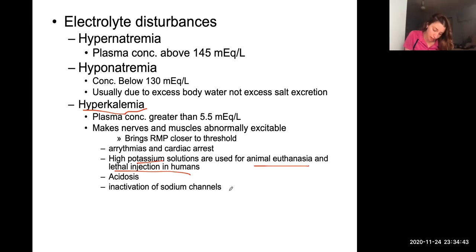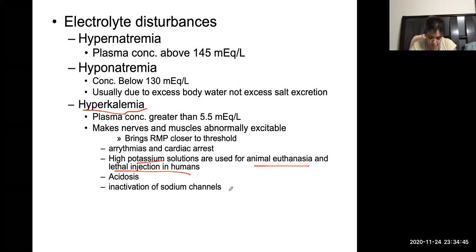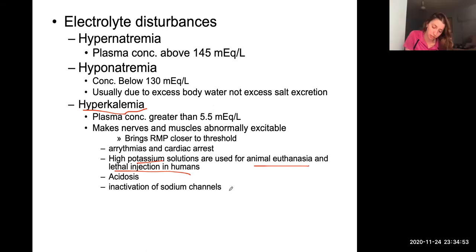Now, what type of acidosis do you think it could be? It would just be its own. Yeah, it wouldn't be respiratory or metabolic, just acidosis. I don't know, you'd have to ask her.